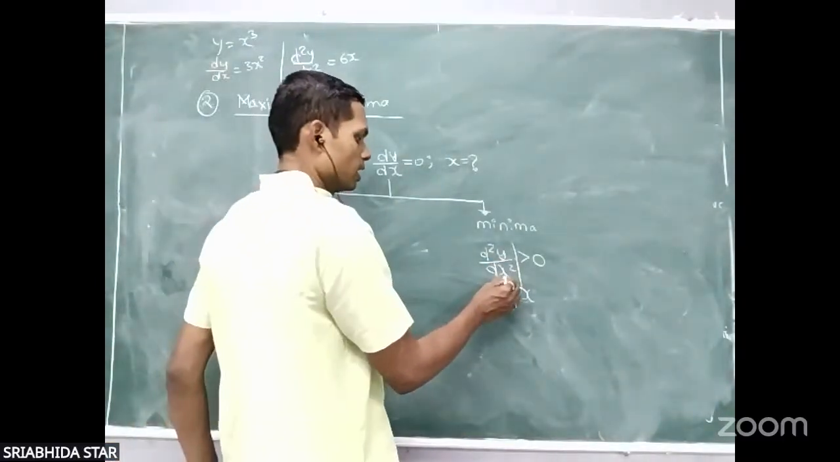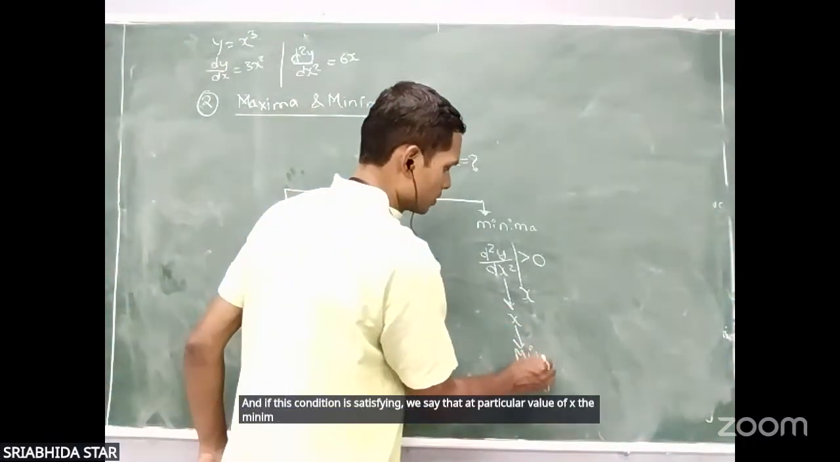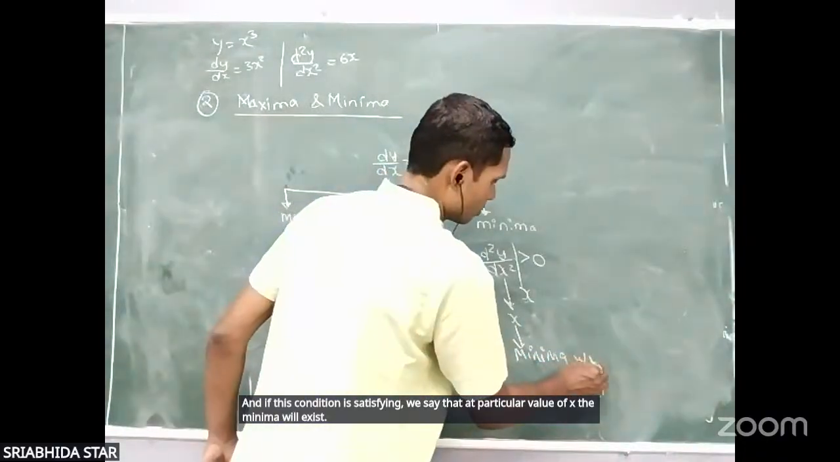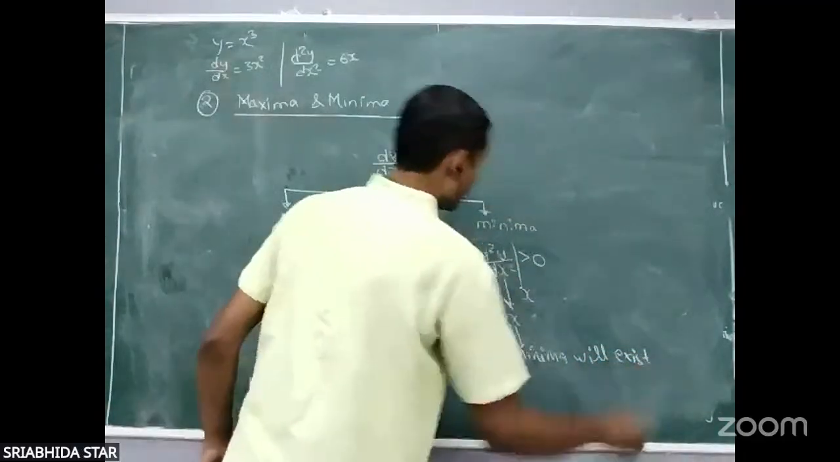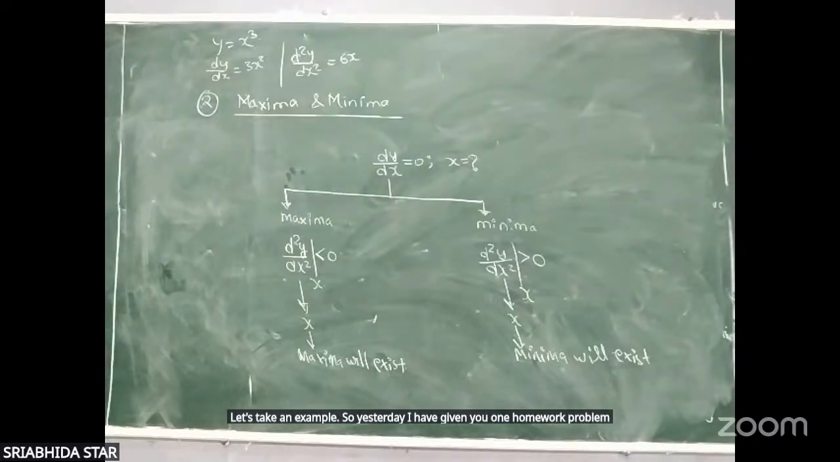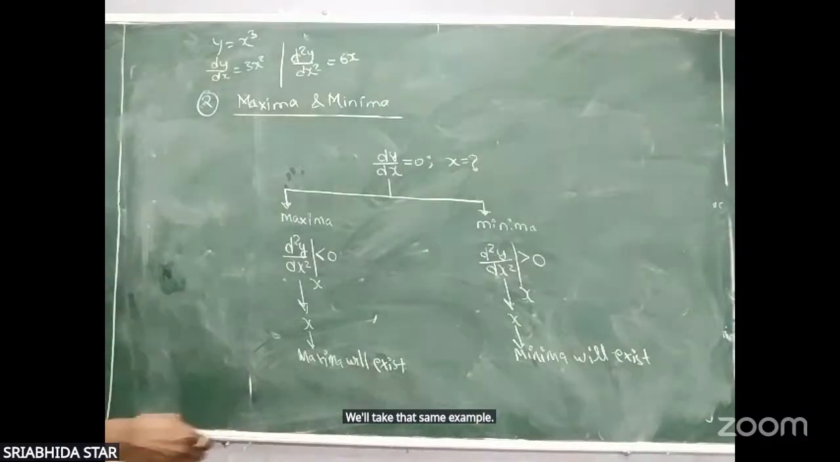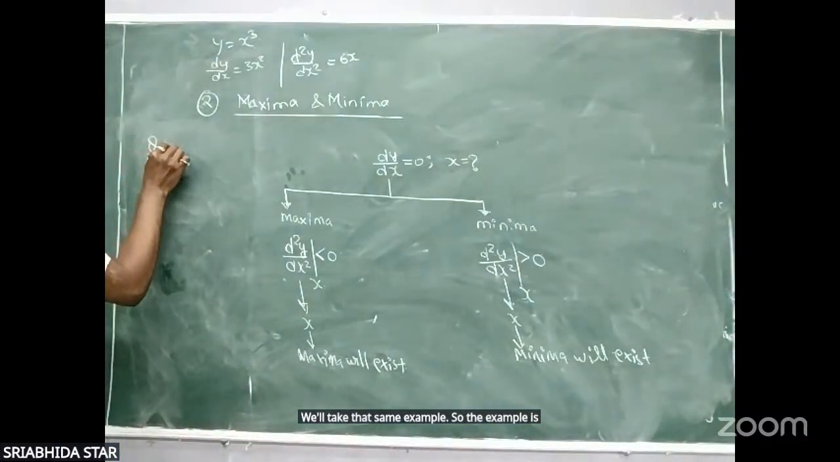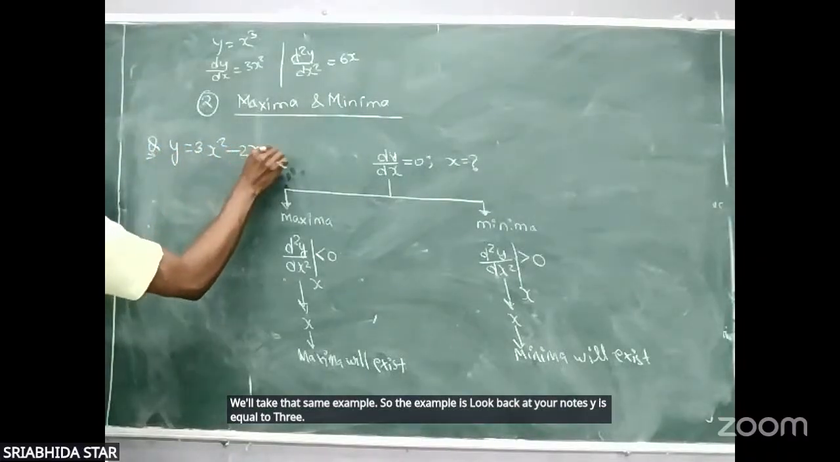And if this condition is satisfied, we say that at a particular value of x, the minima will exist. Let's take an example. Yesterday I gave you one homework problem where I asked you to find the value of x where the slope dy by dx is 0. We'll take that same example. Look back at your notes: y equals 3x square minus 2x plus 1.